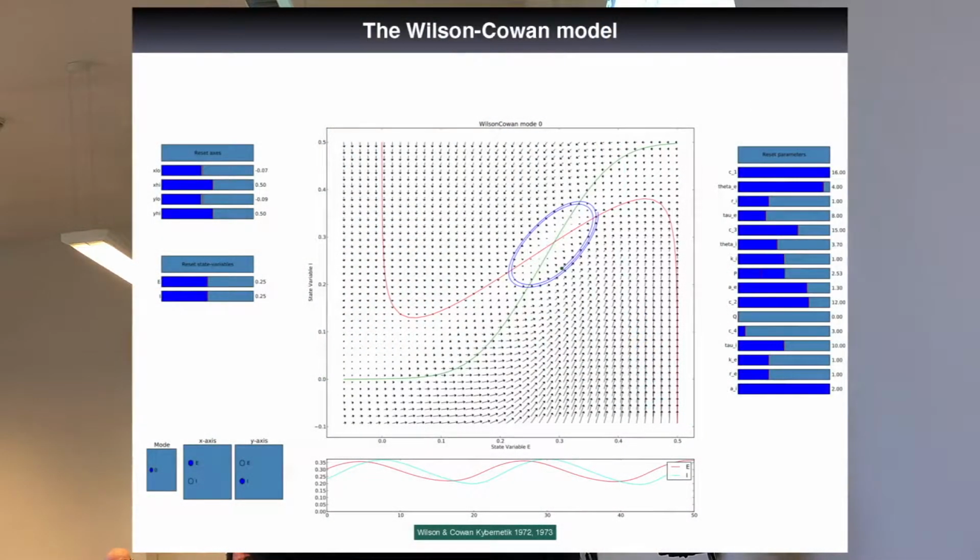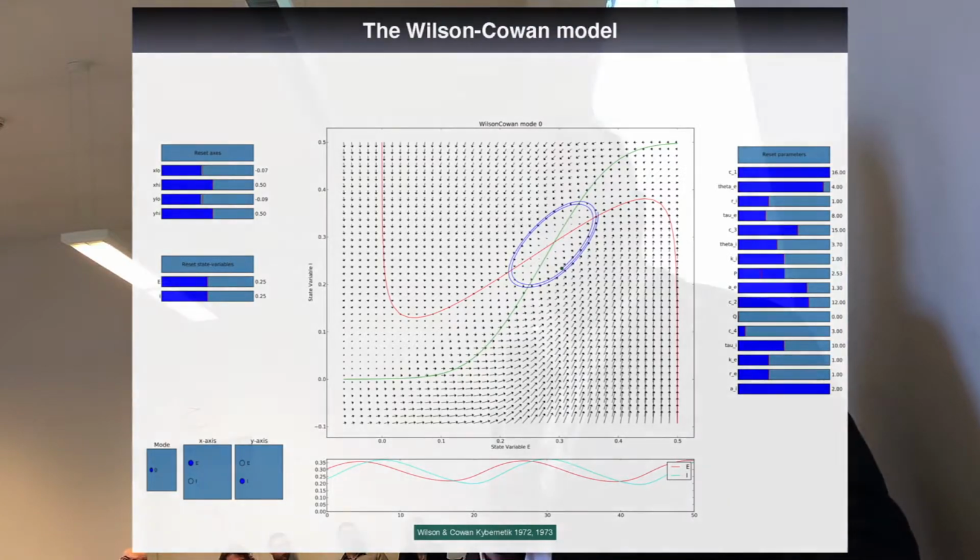What you would see is on the sides of these windows, there would be sliders that allow you to change the parameters in those models in real time, and then reconstruct the phase space for that particular modification.